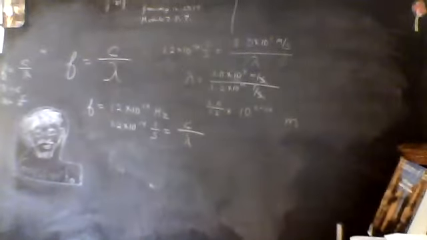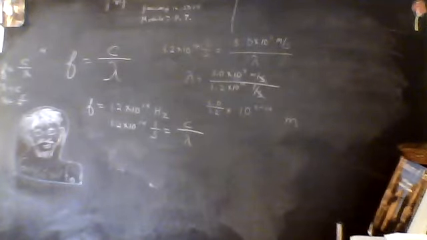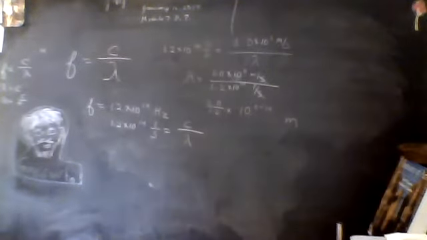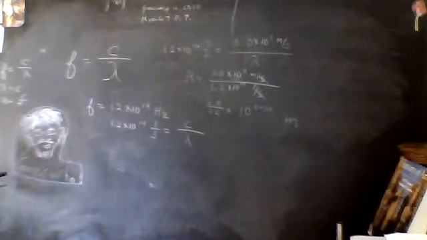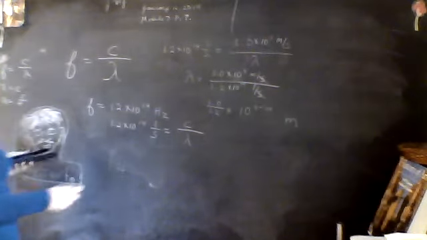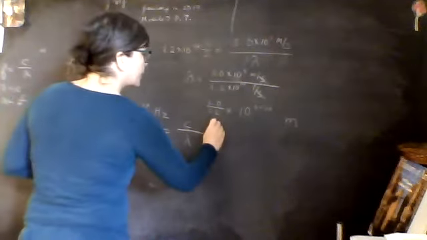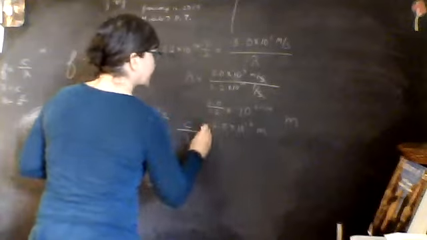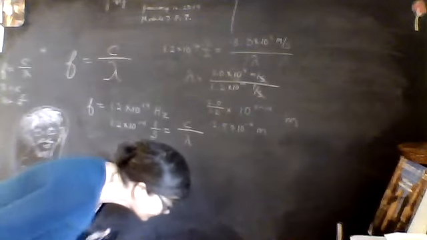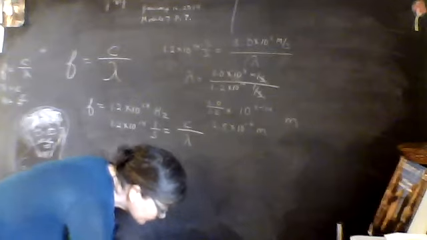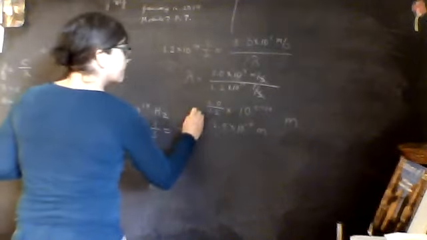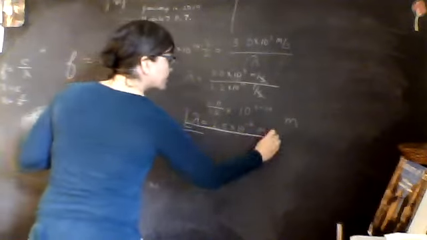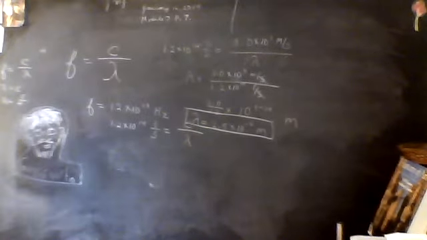Okay, got my little calculator. Would you like to do the division? I think I already figured it out. Oh, I put them in upside down? So we have 2.5 times 10 to the negative 6 meters as our wavelength. That make sense? Yeah. Okay.